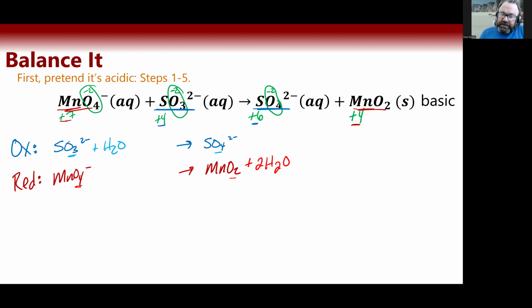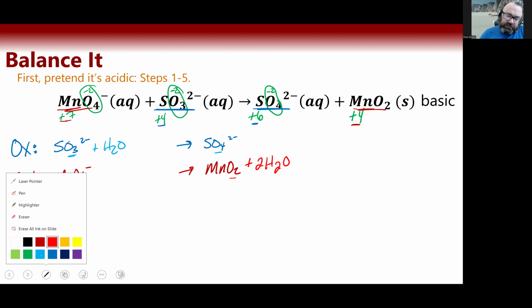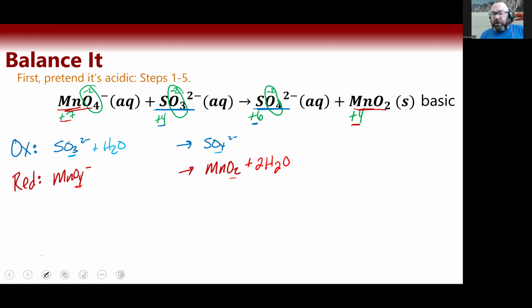What's left is hydrogen. So let's do hydrogens. And we're going to pretend it's acidic. So we're doing hydrogens by adding H plus. This has two H's over here and none over here. So we need 2H plus on this side.